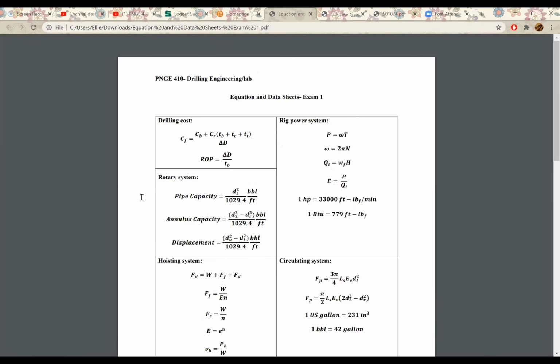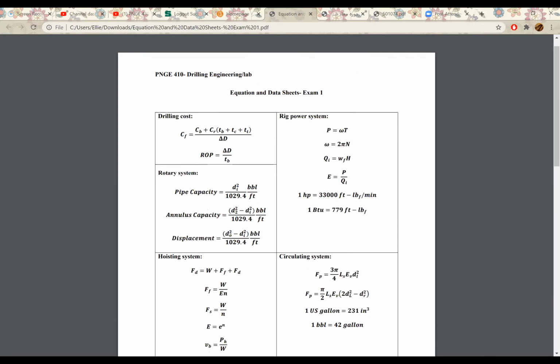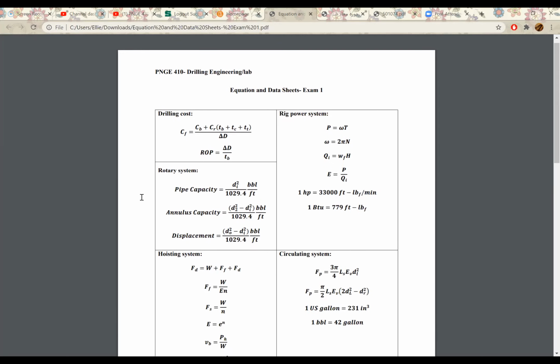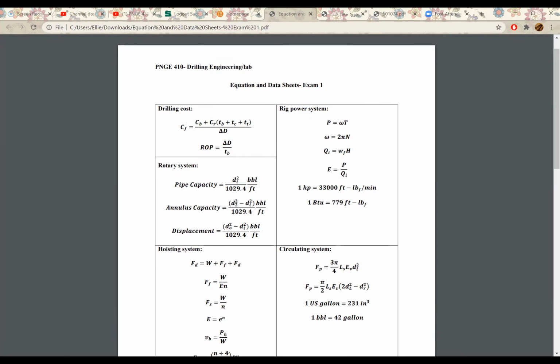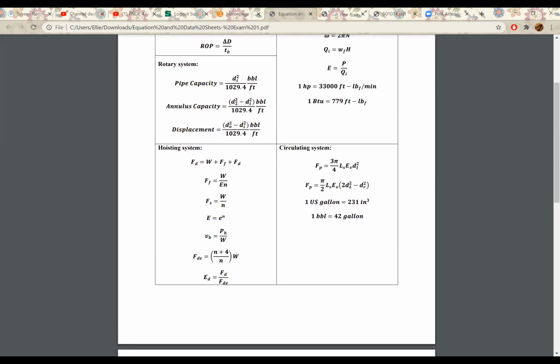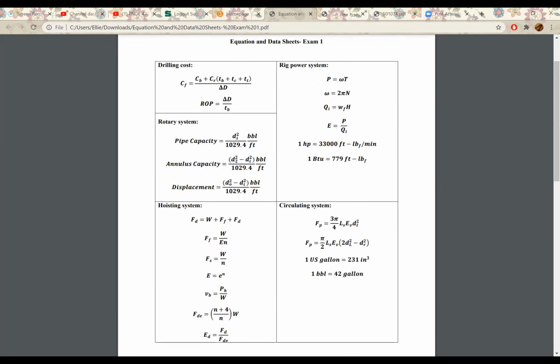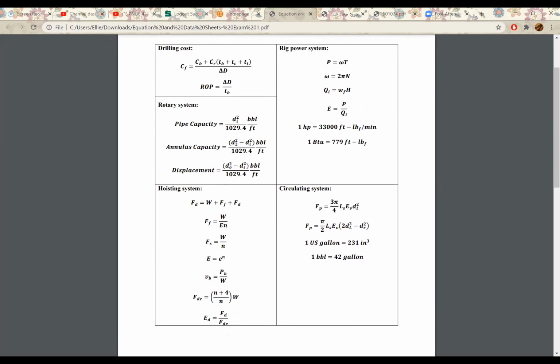So drilling cost is the last part of chapter 1. Then rig power system, rotary system, hoisting system, circulation system. For each of these parts, there is at least one example in the slides, in addition to your homeworks. So if you're familiar with the way you did your homework or the way the examples are solved there, I don't think you will have a problem. Make sure you understand the concept of these calculations.